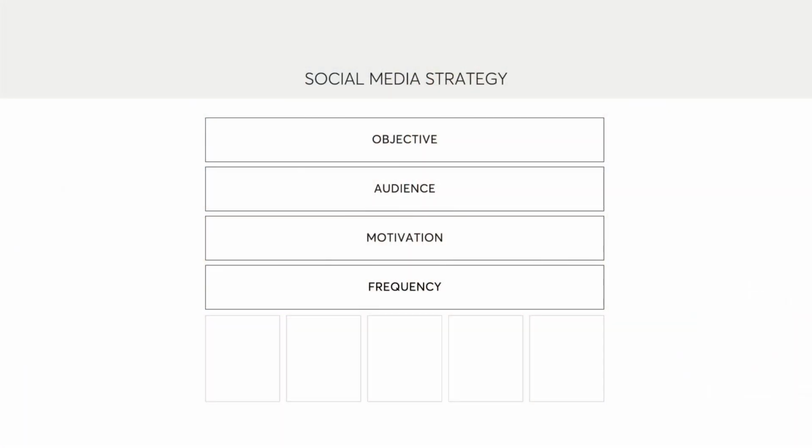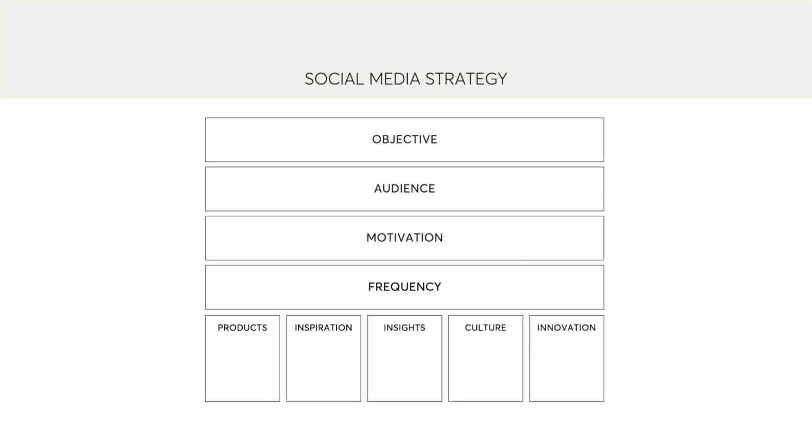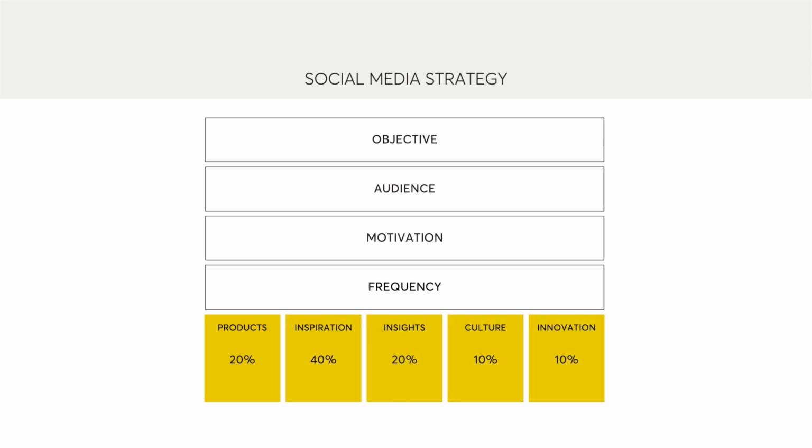So mostly businesses have 3 to 5 pillars, and they are sort of buckets of the different types of content that you're going to be creating. And what we do is we create those pillars with percentages. So it might be that you're only going to talk, say, 20% about your products, but then you want to make sure that the other 80% is adding value to your customers in other ways.